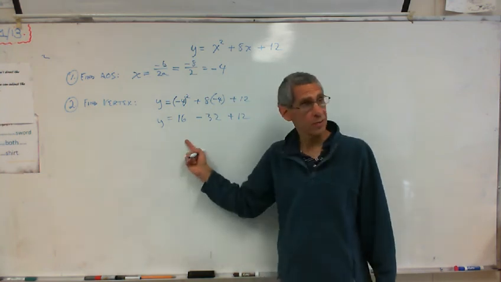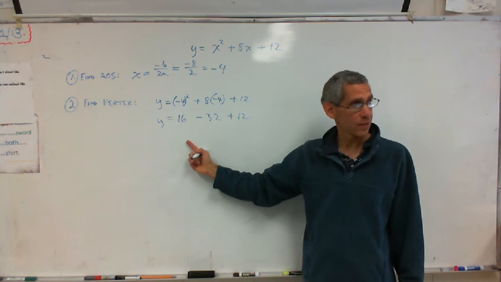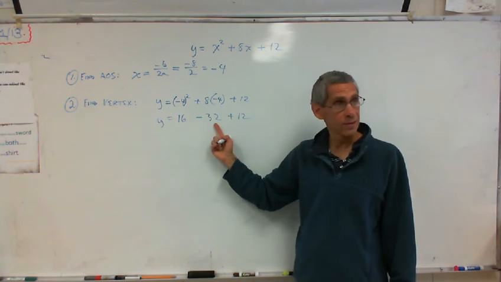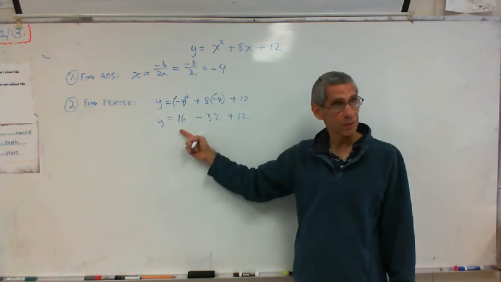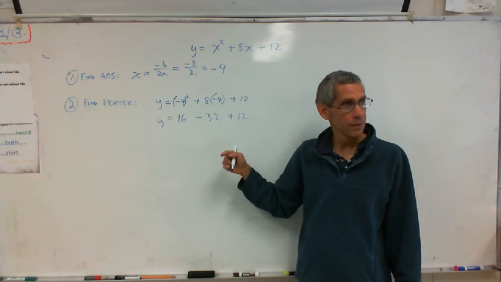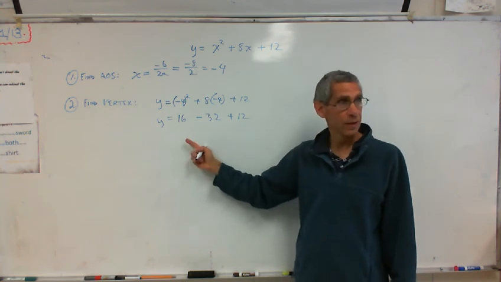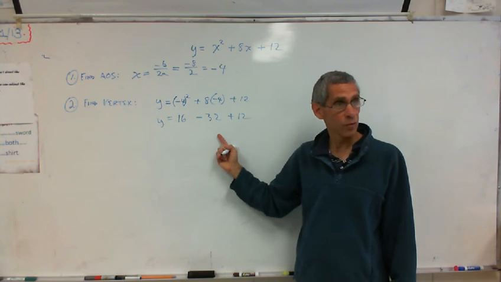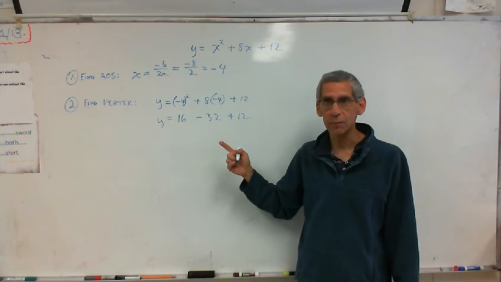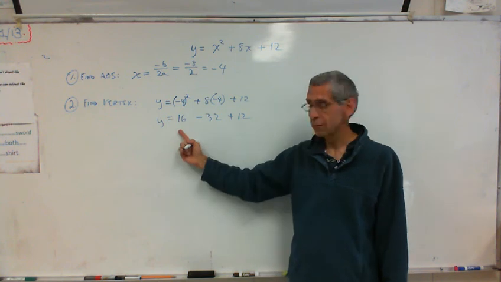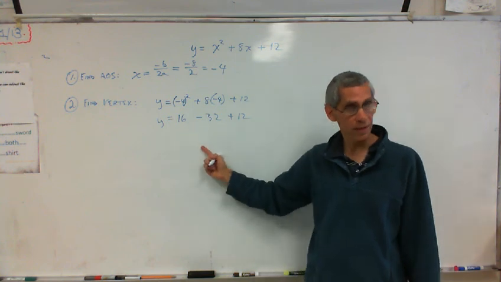Have you guys noticed that there's a little trick that works every time? This minus this is always negative this. Wait, what? Yeah, 16 minus 32 is -16, right? I just realized that. It's always the negative of this, right? This minus this is negative this.